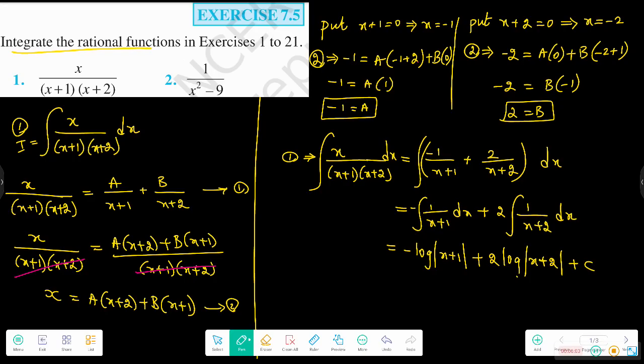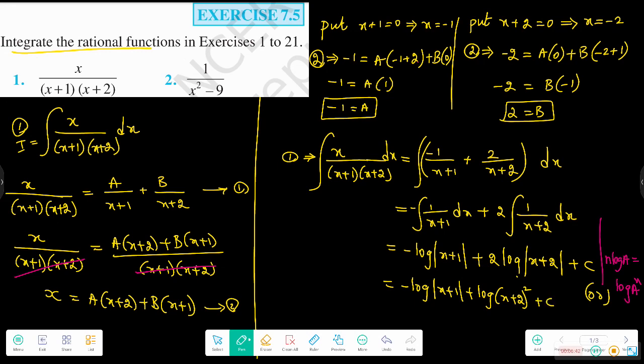You can stop here, or you can simplify this a little; this 2 you can take inside. What is the formula? Do you remember? n log a equals what? Log a power n. This formula I'm going to use. If I use that formula, minus log of x plus 1, and the 2, if you take it into the numerator, log of (x plus 2) the whole square, plus c.